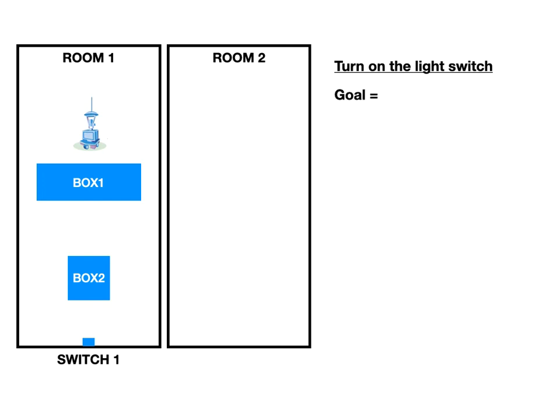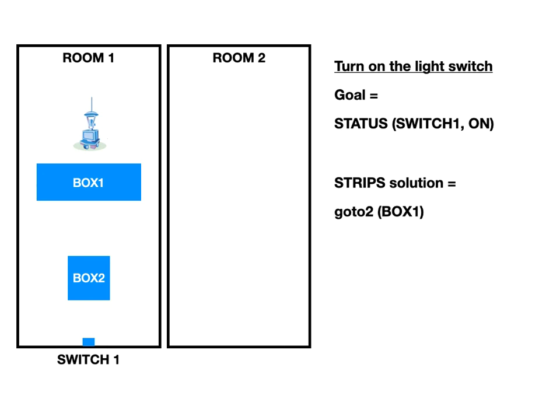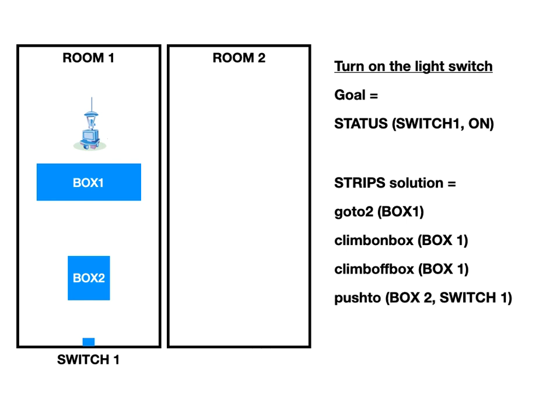It would have to use the boxes. So if its goal is to set the status of switch 1 to on, then its STRIPS solution, this is the name of its logical proof deriving system, would come up with, after permuting through a lot of proofs and trying to figure out what's the ironclad solution that will get this done, well, I need to go to box 1, I need to climb over box 1, I need to climb down off of box 1, okay, and then I need to push box 2 towards switch 1, and then climb onto box 2 and turn on light using switch 1.